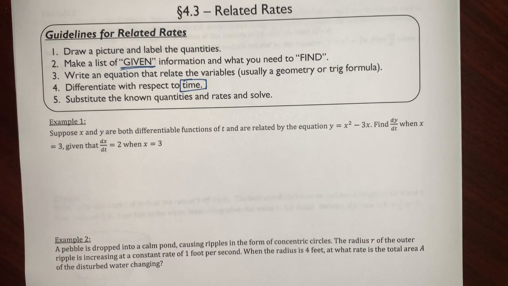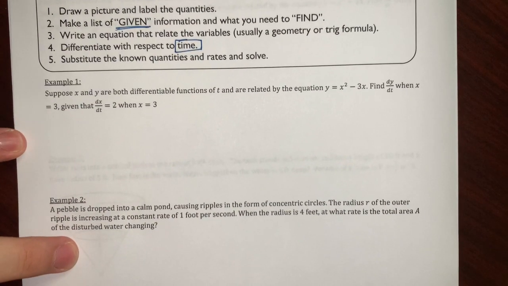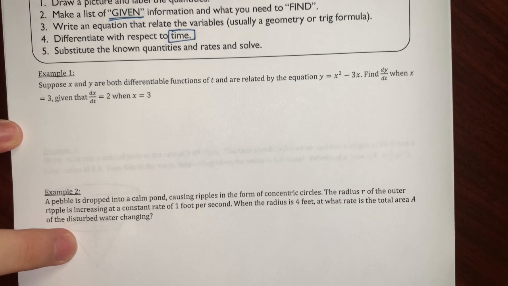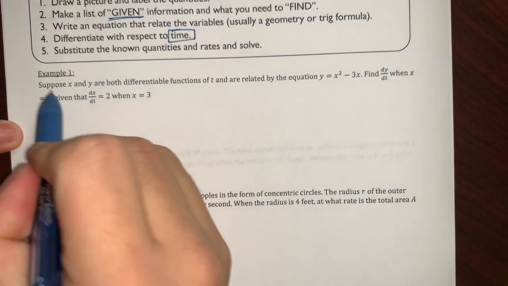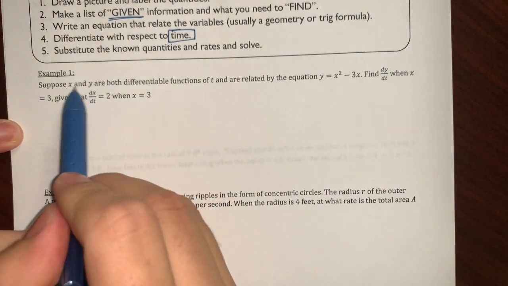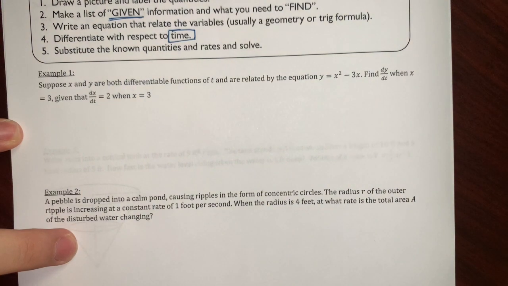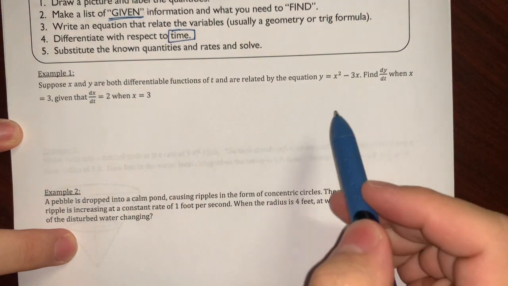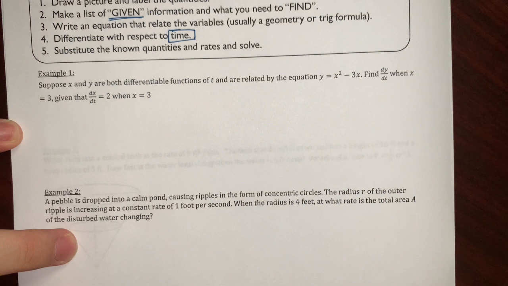So okay, let's get through it. I have 6 problems for us to practice, and I'm just warning you right now, this video is going to be long. Well, you're probably seeing that if you clicked on the video. So, for example 1, it says suppose x and y are both differentiable functions of t and are related by the equation y equals x squared minus 3x.